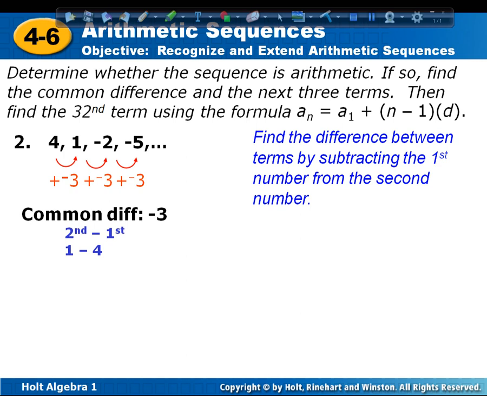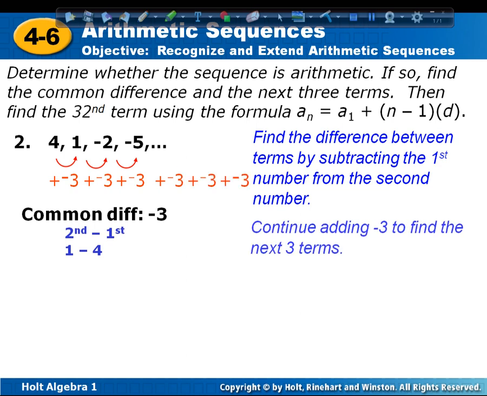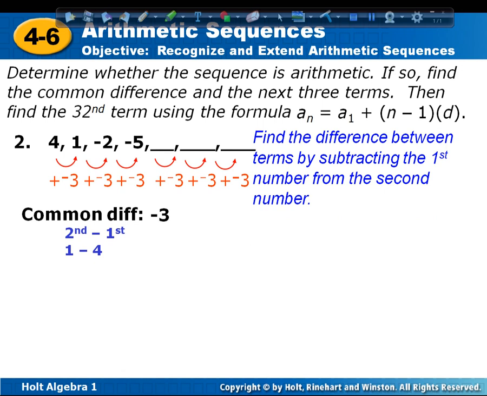So now I'm going to find the next 3 terms by continuing to add negative 3. So I'm going to say negative 5 plus negative 3 is negative 8. Negative 8 plus negative 3 is negative 11. Negative 11 plus negative 3 is negative 14. So there's my next 3 terms. That was the second part of my instructions. The last part is to find the 32nd term using the formula.